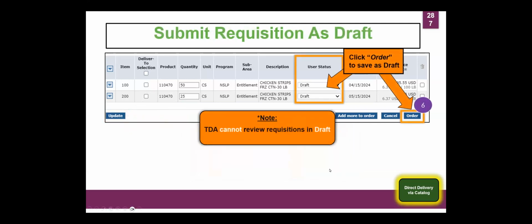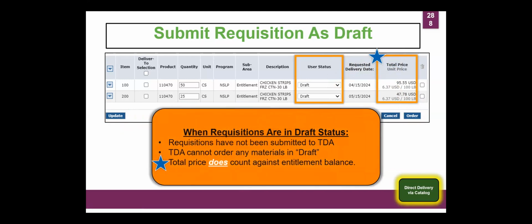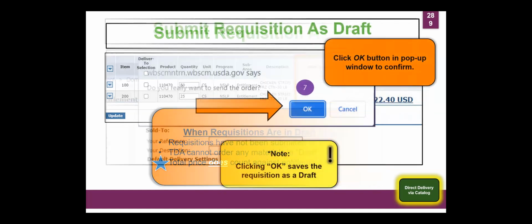Now, you can click order. So during the draft status, TDA will not be able to review this, and you can make your quality assurance checks. So that again, they won't be submitted to TDA yet. They're not drawing down your entitlement. It's just in a draft state. So we're going to print this off and we're going to look at it. So let's talk about that.